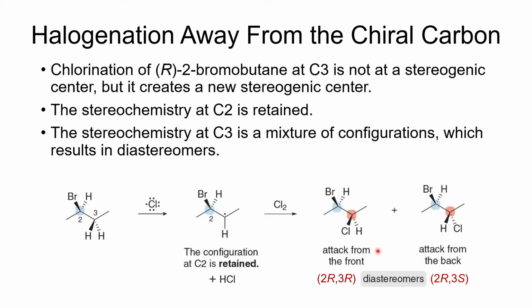Now, would we get a 50-50 mixture of this? Probably not. And the reason is that when you have this radical intermediate, it itself is chiral, and so chlorination from the back versus the front are going to have slightly different energies. Which one is going to be lower in energy? I have no idea. But we probably wouldn't get an exact 50-50 mixture of these two diastereomers.